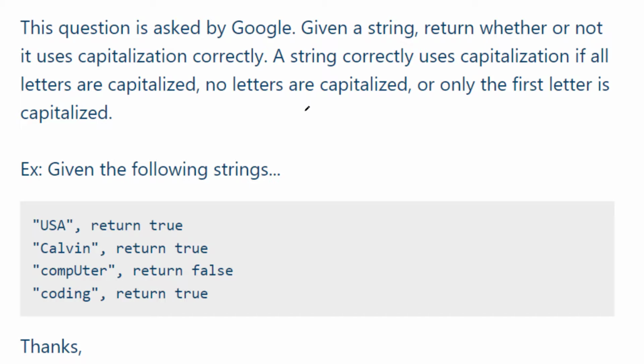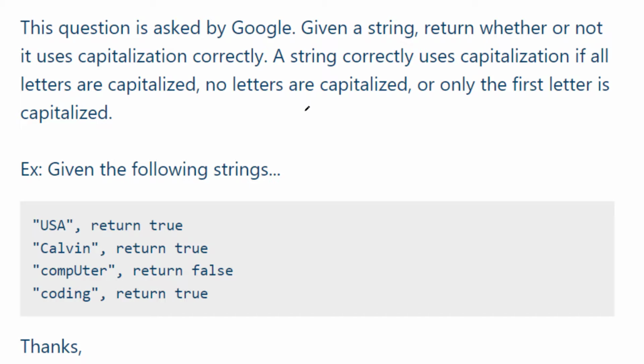The problem is, you are given a string, you have to return whether or not it uses capitalization correctly. And the rule is, a string is correctly capitalized if all letters are capitalized, or no letters are capitalized, or only the first letter is capitalized. So we have to check if a given string is correctly capitalized or not based on the three given conditions. So how do we solve that?